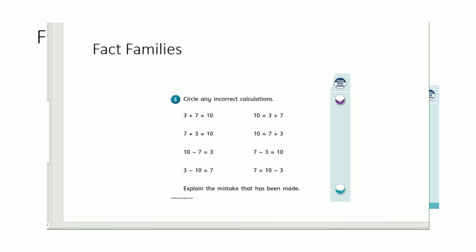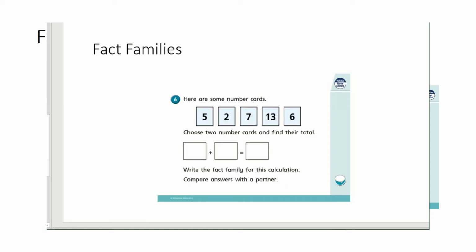Have a look at this one. Any incorrections for this? Well, I know that 3 take away 10 equals 7. I know that's the wrong way round. See if you can spot the other one. Now then, on this one, here are some number cards, look. Choose 2 number cards and find their total. Well, I've already looked at 5 and 2 is 7, so I could write the fact families for them. But I also know that there are 2 other numbers. Which other 2 numbers make 13? I wonder if you can find them and write the fact families for it.